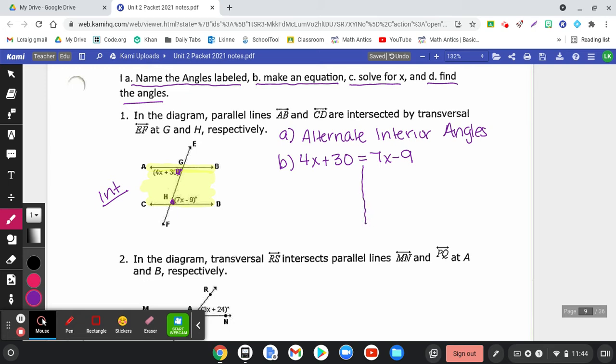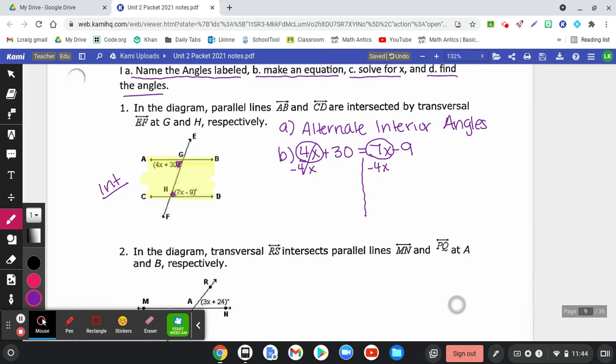If it helps, draw the line down. If you're not good with solving equations, find your x's first. It's usually easier to move the smaller one to be with the larger one. And since 4x has to cross the equal sign, we're going to change its sign. So now we have 30 equals 3x minus 9.